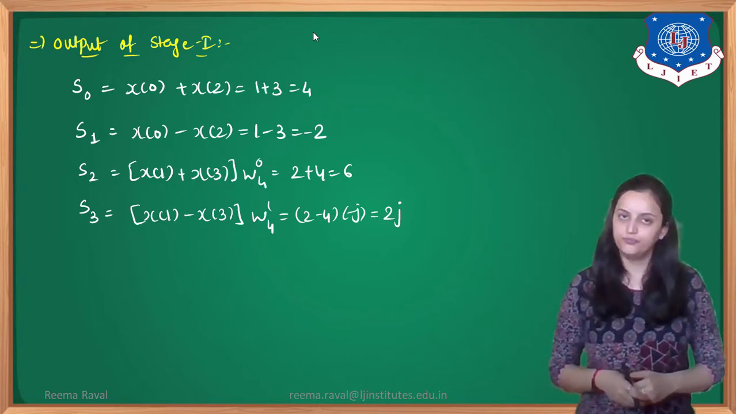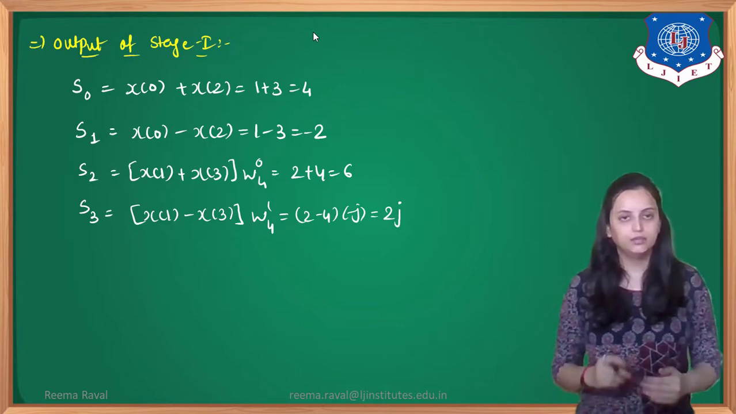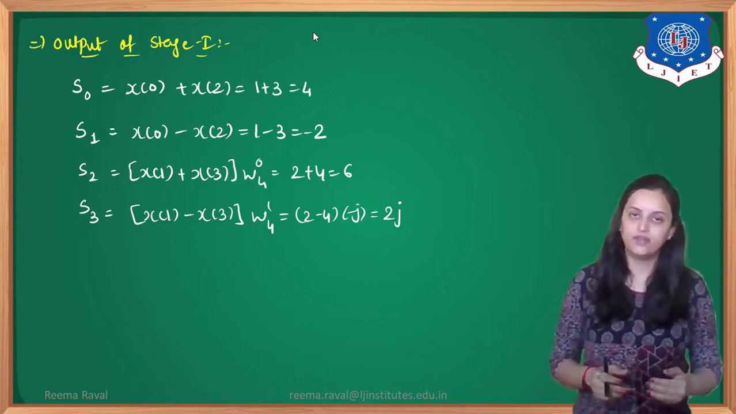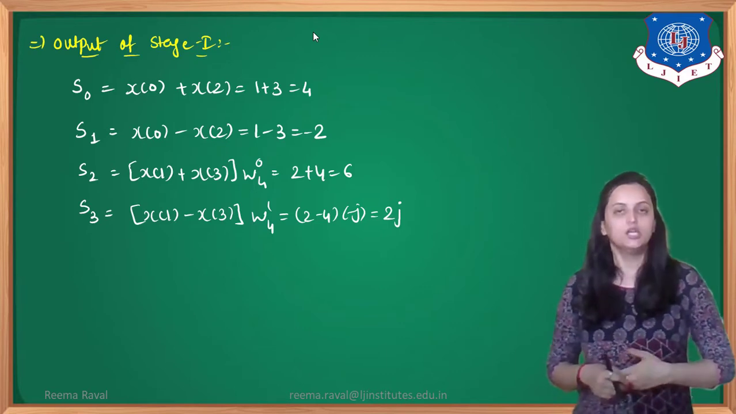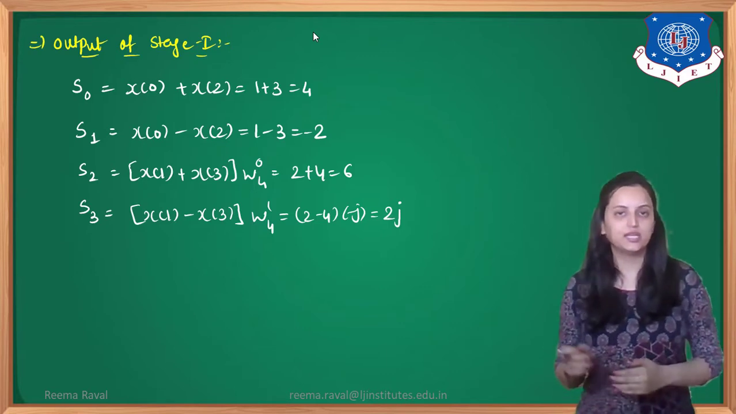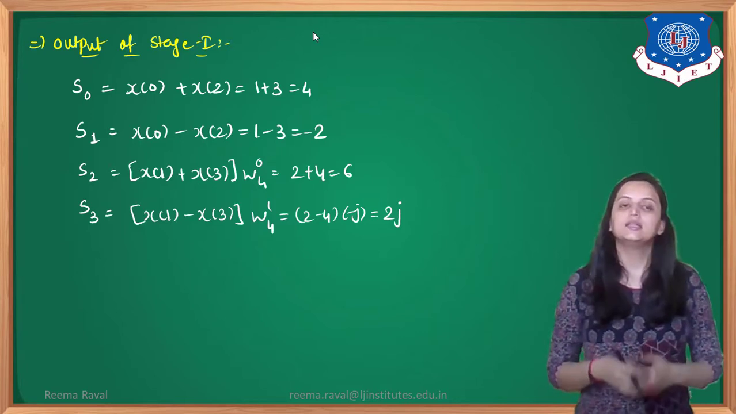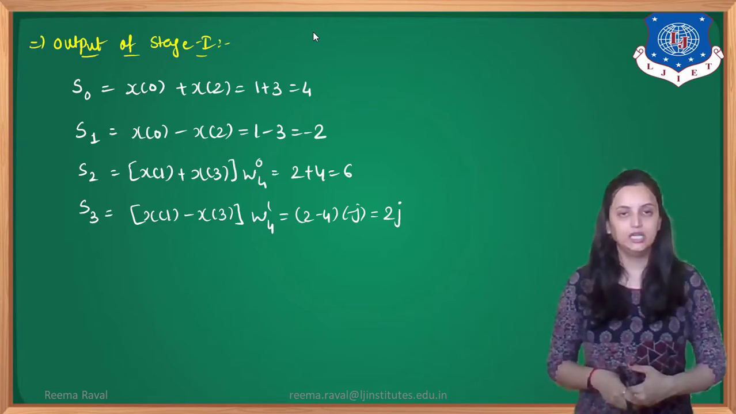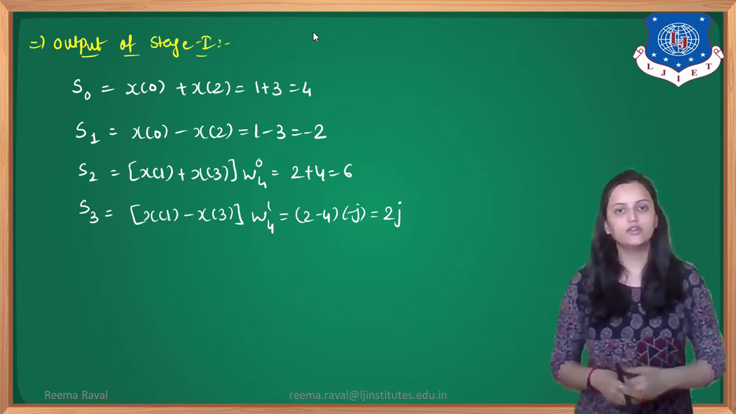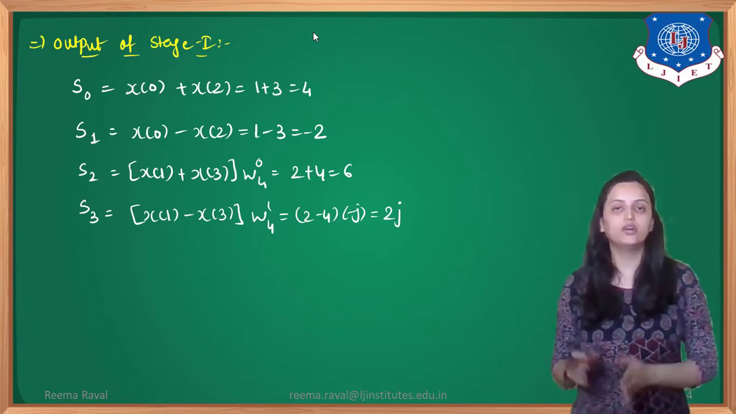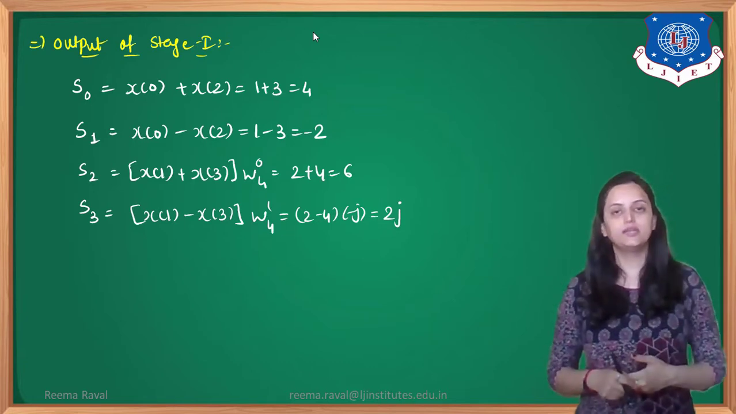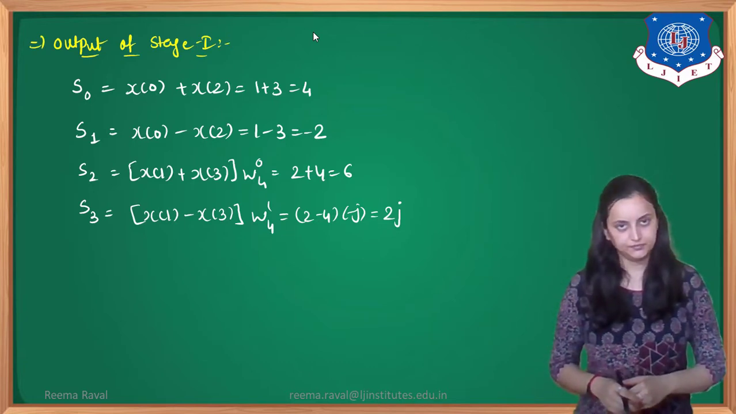Next is S2, that is equal to x of 1 plus x of 3 multiplied by W4 0, that is the twiddle factor, whose value is 1. So giving this value, it is 2 plus 4, that is equal to 6. Next is S3, that is equal to x of 1 minus x of 3 times W4 1, that is equal to 2 minus 4 times W4 1, and W4 1 value is minus j, as we have calculated earlier. So this will give us the value 2j.